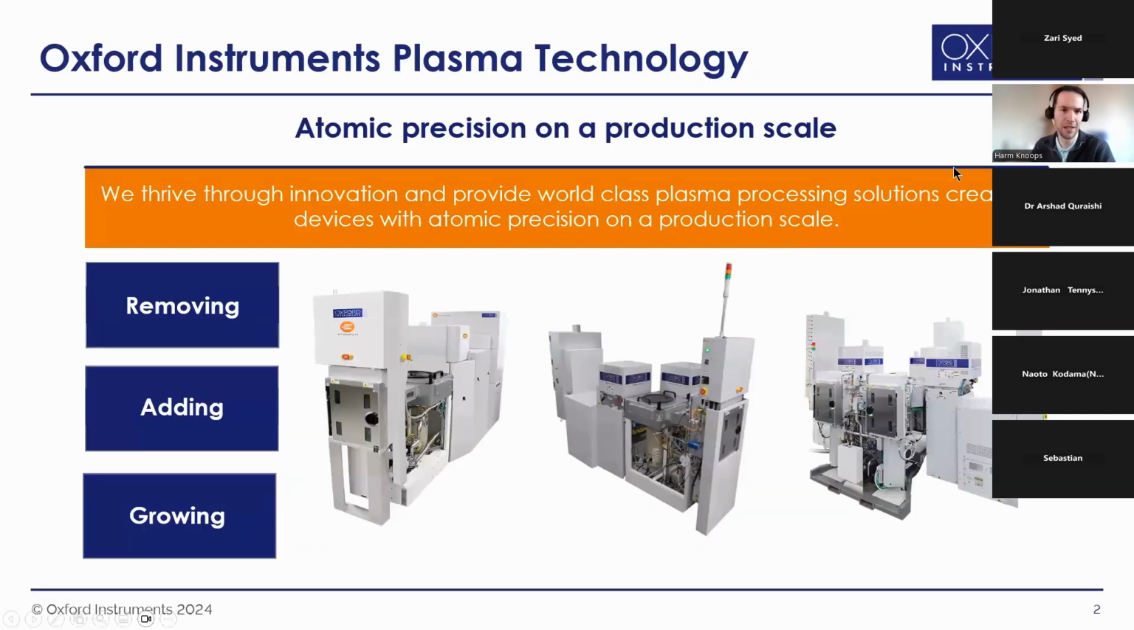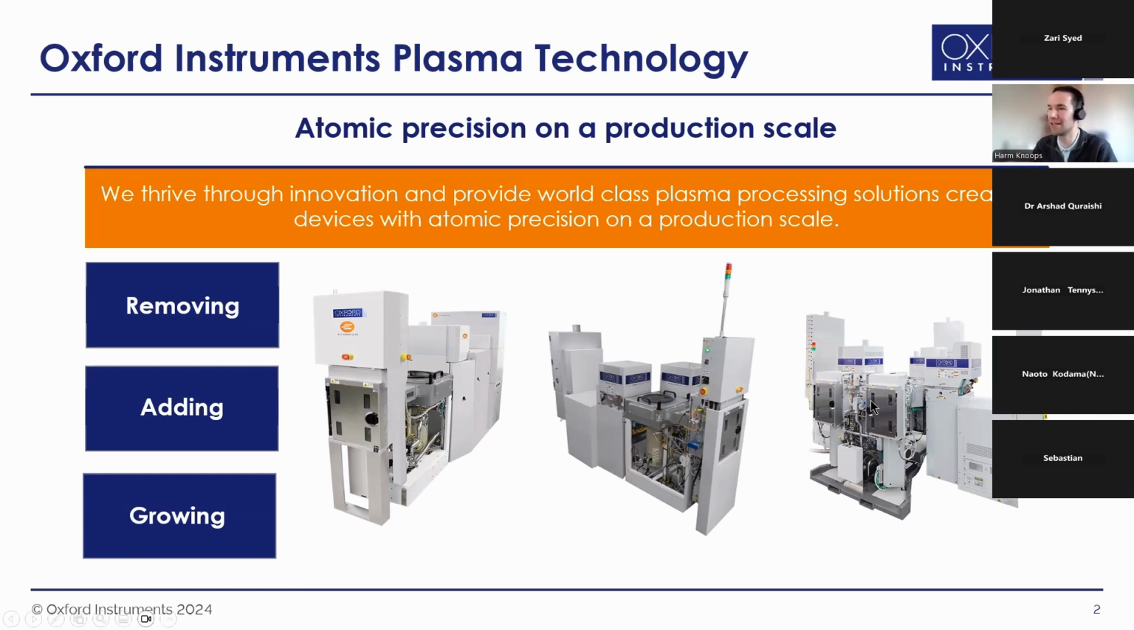So maybe briefly, background on Oxford Instruments. I work for Oxford Instruments Plasma Technology, which is one of the business units. And you could broadly say that our mission is to do atomic precision on a production scale. We sell both to research and production. We make these plasma deposition tools, which you see examples of here.